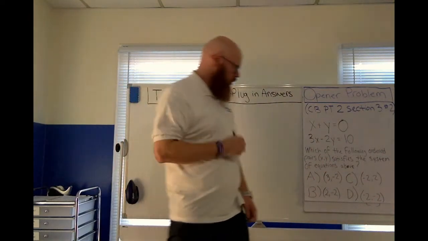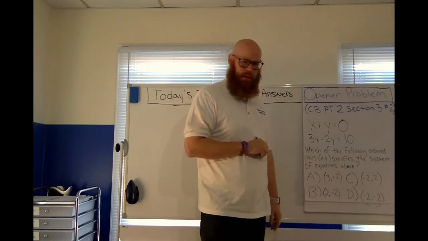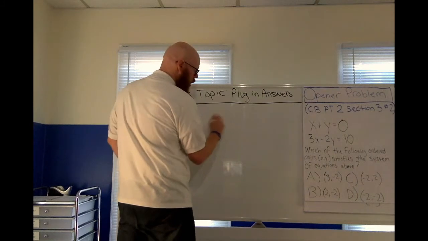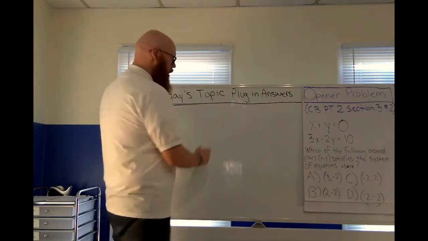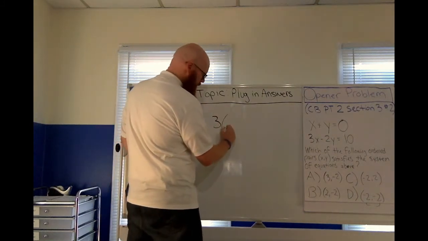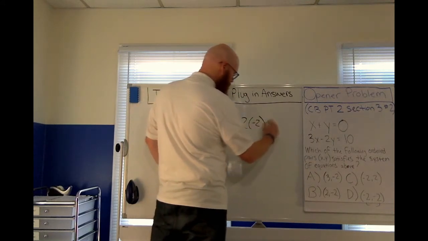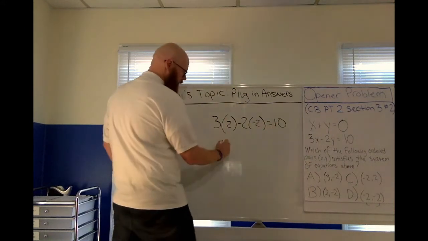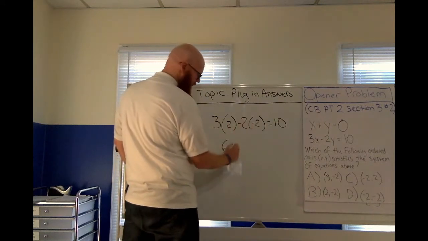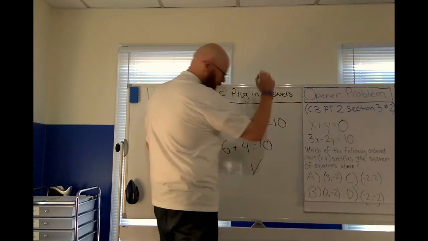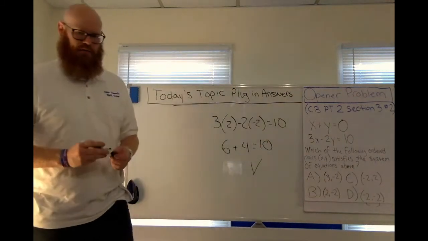And then we're going to pick either C or B. Let's say B, and we're going to plug it into the second equation. So the only actual work we're going to do is 3 times 2 minus 2 times negative 2 equals 10. And we're simply going to get 6 minus a negative is plus 4 equals 10. And that is it. That is our answer.